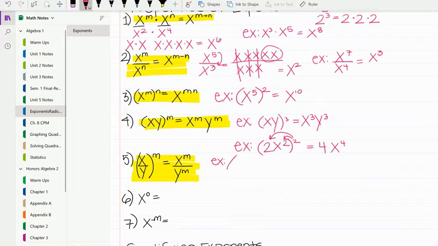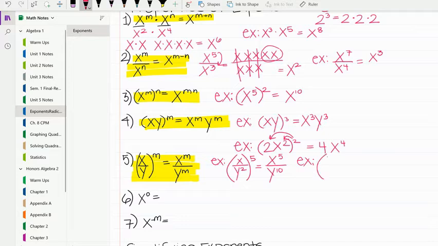So let's say I have x over y squared, and all of that is to the fifth power. So what I want to do is distribute that 5 to both parts. So it would become x to the fifth power, and it would become y to the 10th power. Let's look at another one.